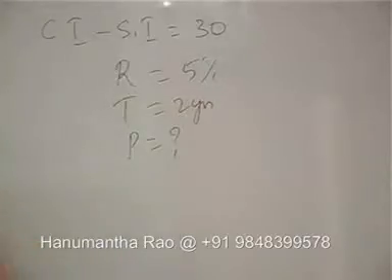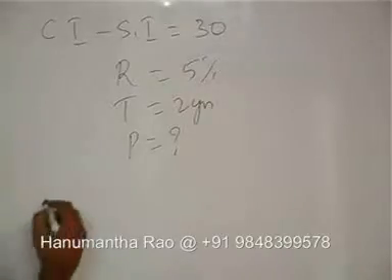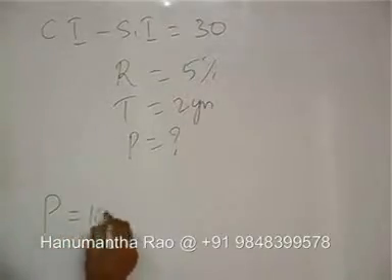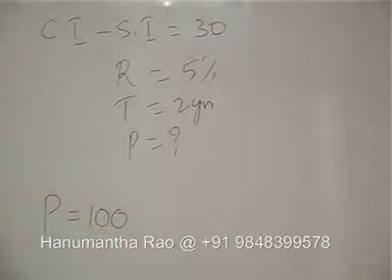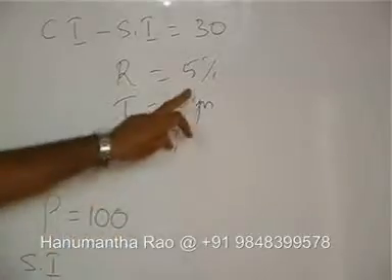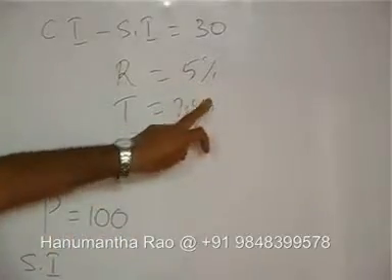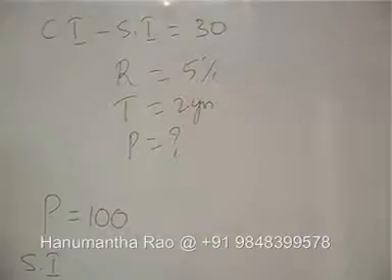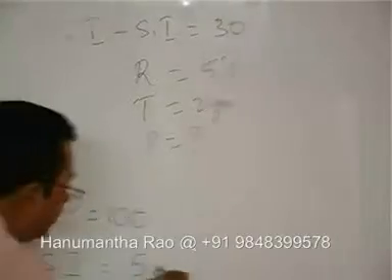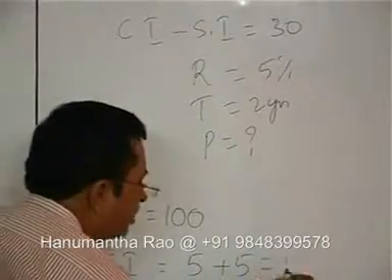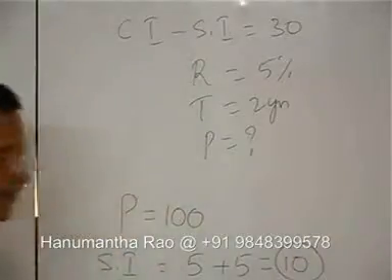How do you find? See here, we don't know anything. Assume the principal to be 100. Principal is 100 means, what is the simple interest? 5% for 2 years means first year 5 rupees plus second year 5 rupees. Simple interest is how much? 10 rupees.